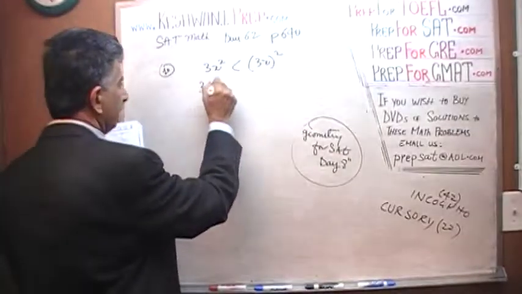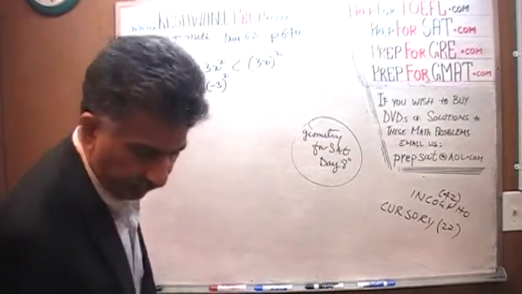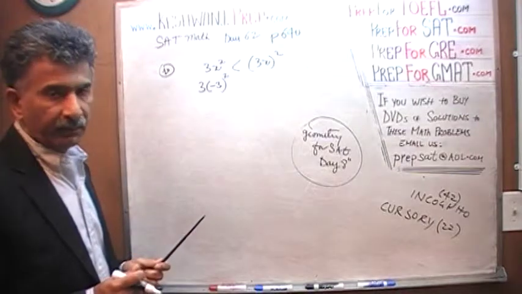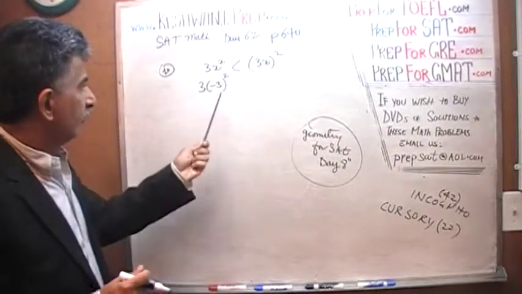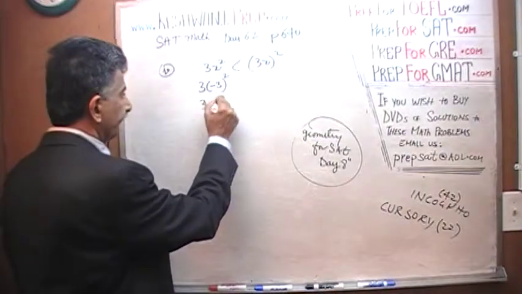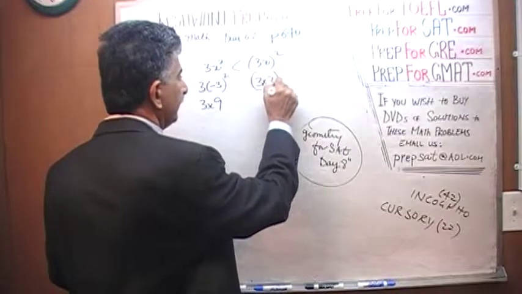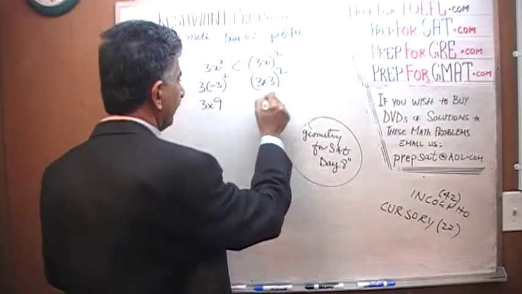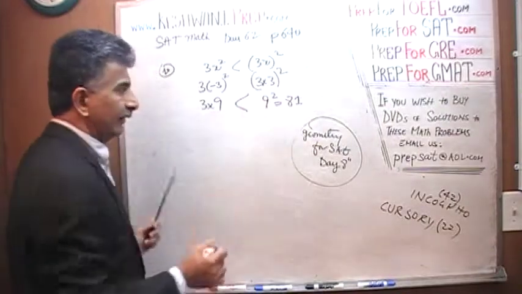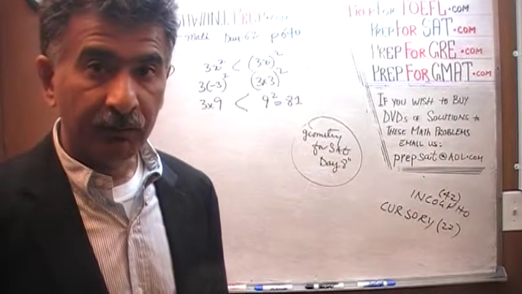Let's put in negative 3 here. Negative 3 squared, when we square negative 3, it becomes positive, because negative times negative is positive, so negative 3 squared is 9. 9 times 3 is 27. Here we have 3 times 3 squared, which is 9 squared, and 9 squared is 81, and of course 27 is less than 81. So the first statement is in fact true.